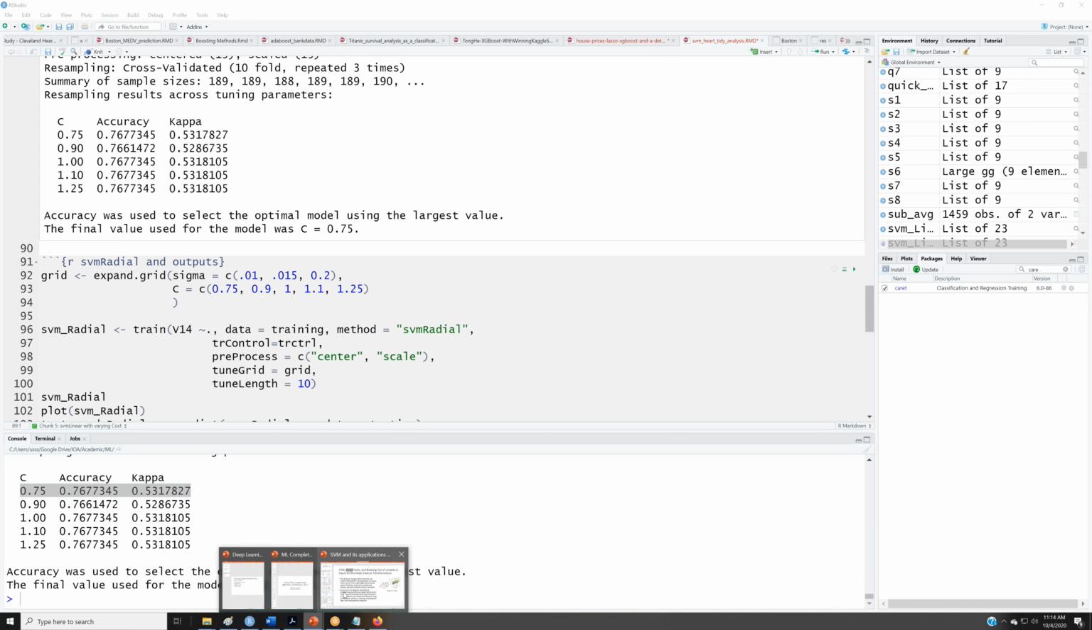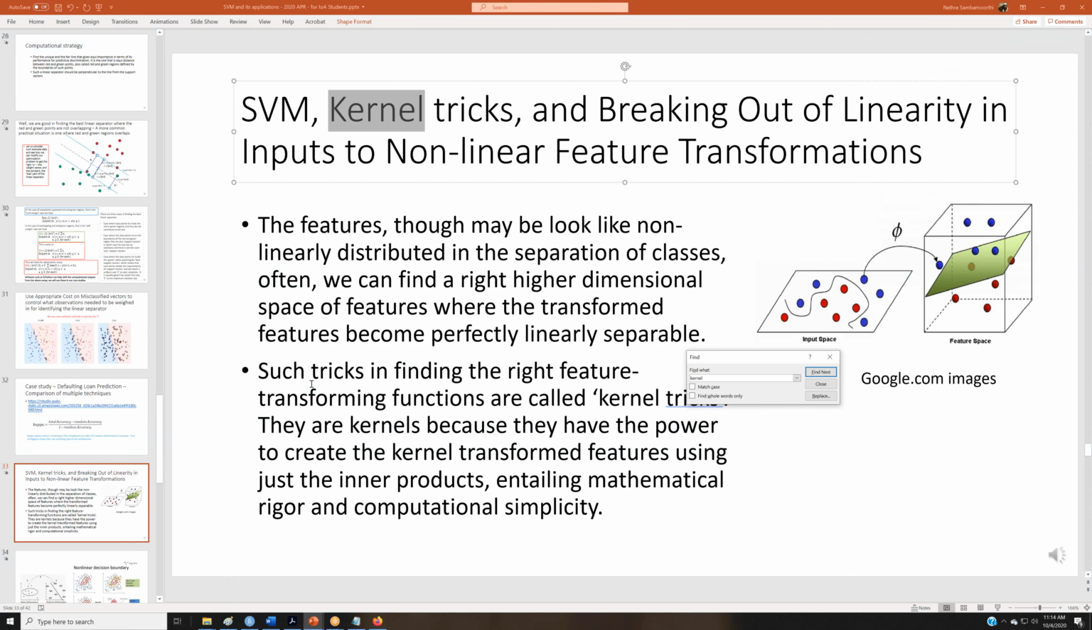So let me go back to this, the kernel functions, right? Because I'm going to show the same example with the kernel, what is called the radial basis function kernel. Okay, radial basis function kernel. We'll use that in this example.